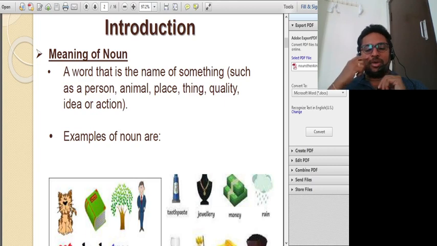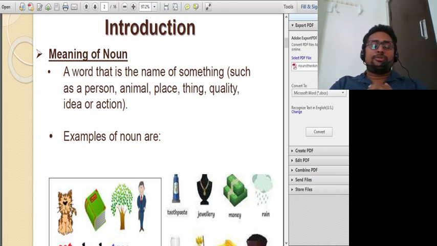Based on the form we have countable nouns. What is countable? We are able to count them. For example, people we are able to count. Pencils we are able to count. Pen we are able to count. Benches we are able to count. Countable may be plural and singular. Uncountable, we don't have a plural form for the uncountable nouns.